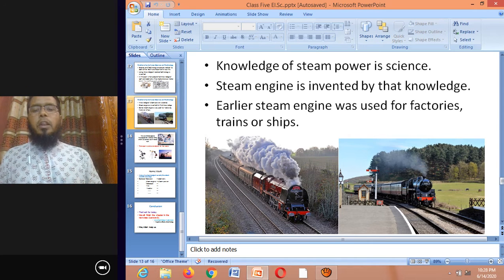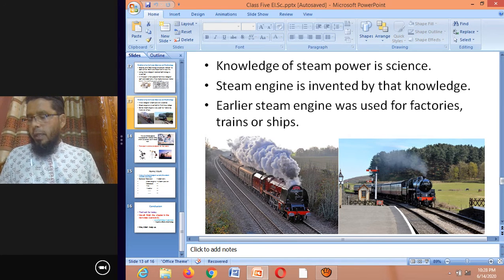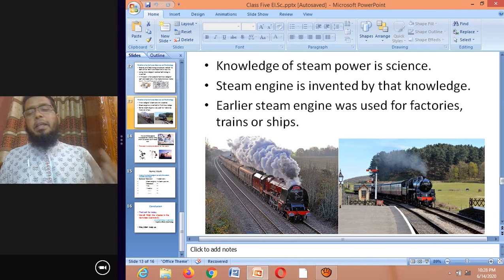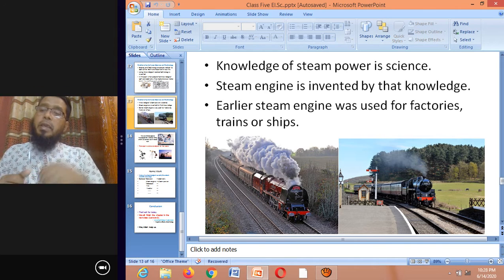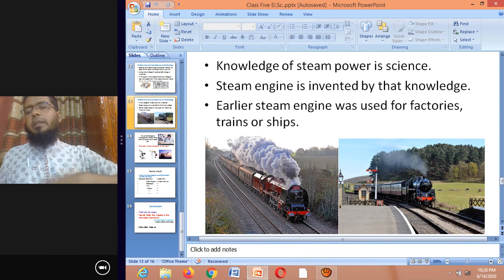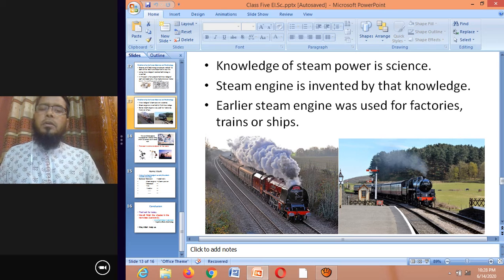That means with the knowledge of science, technology is performed. That means when scientists know that heat is a science, knowledge of science is heat. By using heat, people are making many things. Using heat, energy is produced and many things are produced.